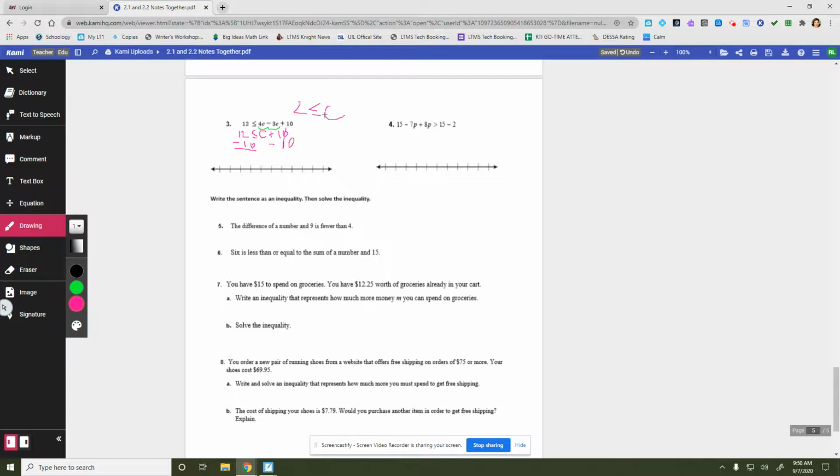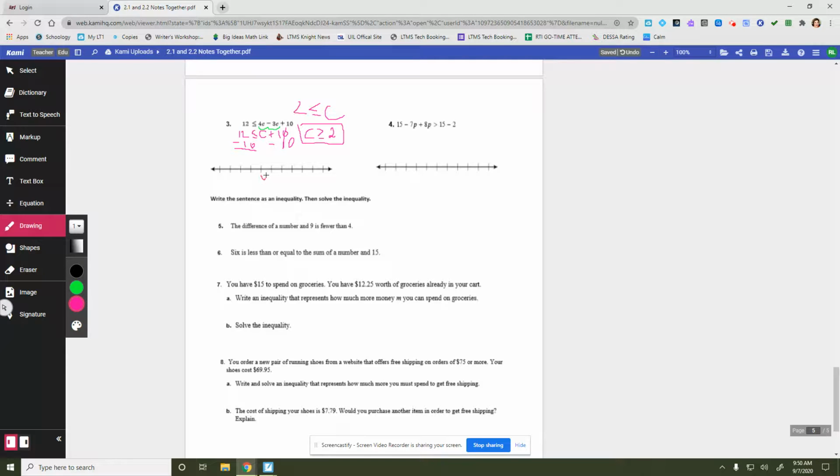And again, I do not want the C on that side, so I'm going to rotate my entire statement so that it's easier to interpret and read. So it looks like that. C is greater than or equal to 2. That's a lot easier to think about, wrap my brain around, and graph. All right, let's go ahead and graph this.